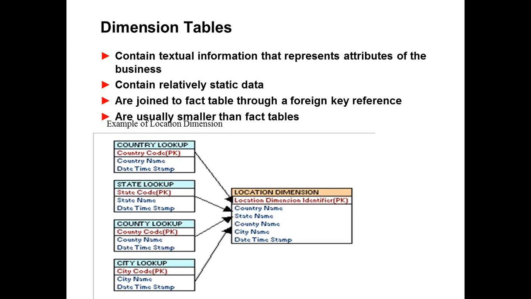Dimension tables contain only textual information that represents the attributes of the business, for example country, state, city, location, product, customer. There won't be any measures or numeric values. They are static, join to the fact table through a foreign key reference, and are usually smaller than the fact table. We will see in the next slide what a fact table is and the relationship between fact and dimension tables.